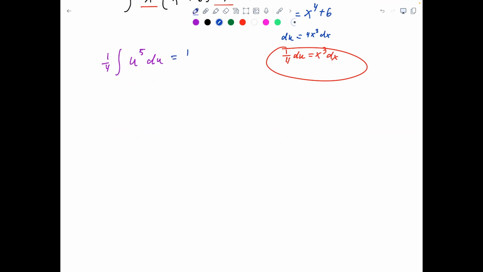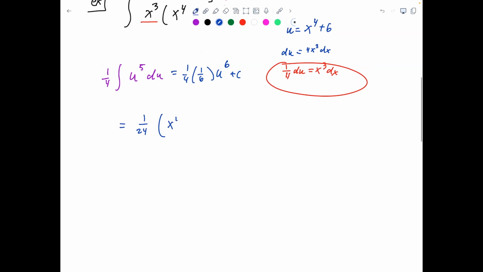Now we can just say this is 1/4 u to the 6. So that's a 1/6 plus c, which gives me an answer of 1/24 u, but what is u? (x to the 4th plus 6) to the 6 plus the constant of integration. And that's my answer.